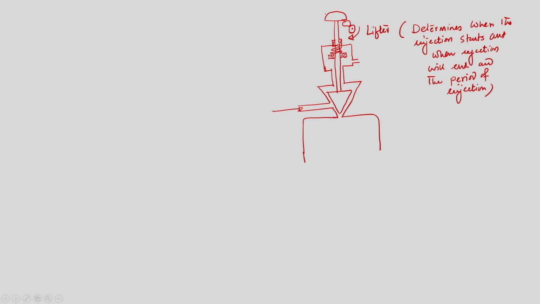We can say that this is the needle. The general tendency of the needle will be to remain seated on this orifice, so the orifice will remain blocked in normal condition. We need to lift the needle by the lifter, and that will be operated by the cam and follower, which will be connected to the engine cylinder.